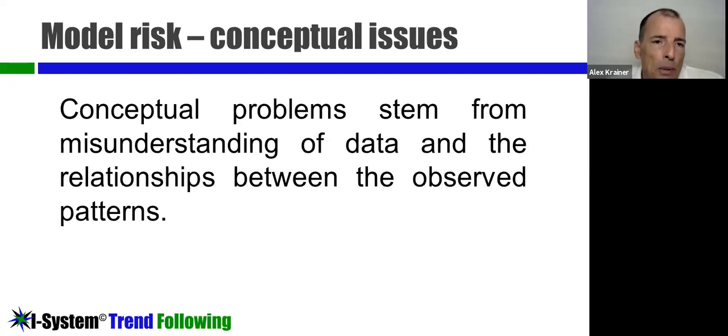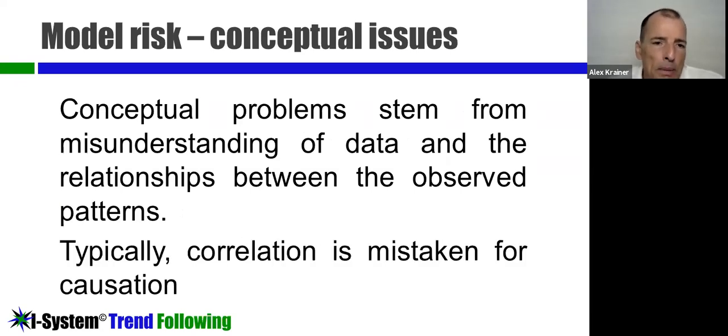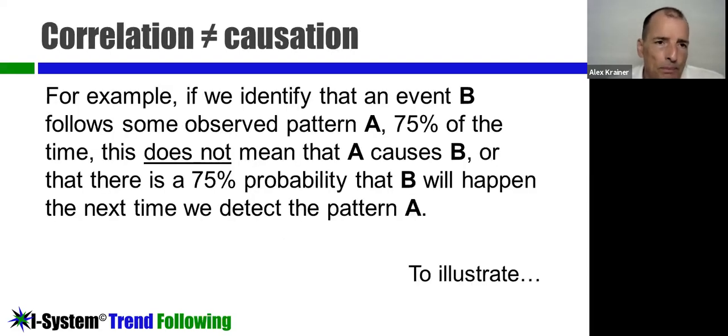Conceptual problems stem from misunderstanding of data and the relationships between the observed patterns. So typically what happens is the correlation is mistaken for causation. And I'll give you an example. Let's say we identify that an event B follows some observed pattern A 75% of the time. This does not mean that A causes B, or that there's a 75% probability that B will happen the next time we detect the pattern A. That doesn't sound like a sensible sentence, but I'll illustrate.